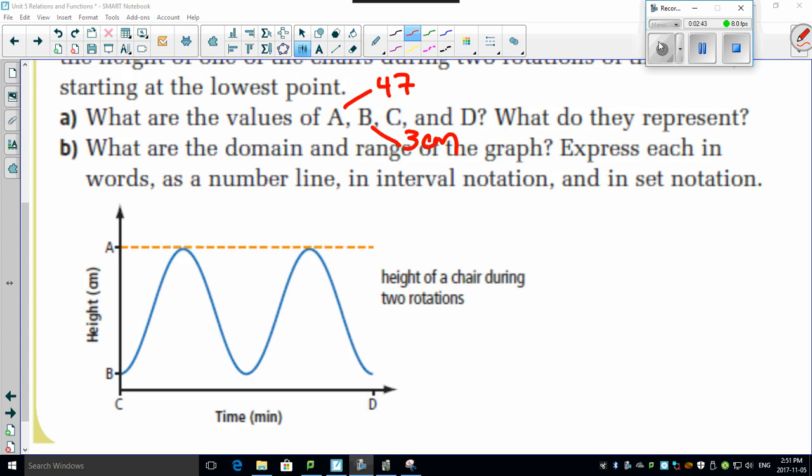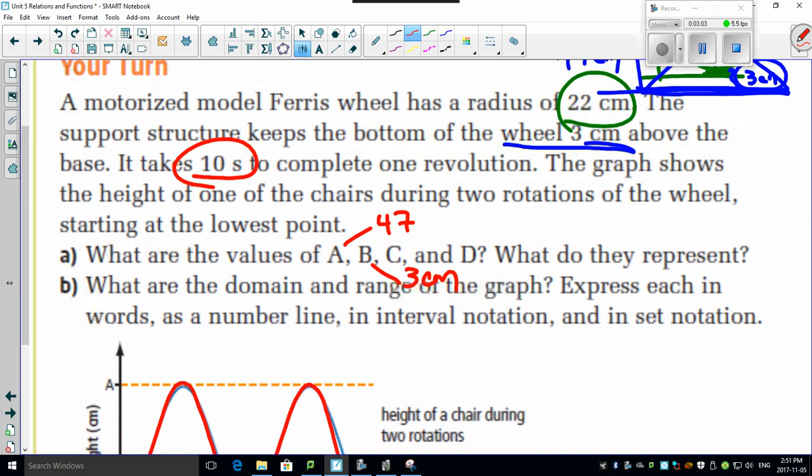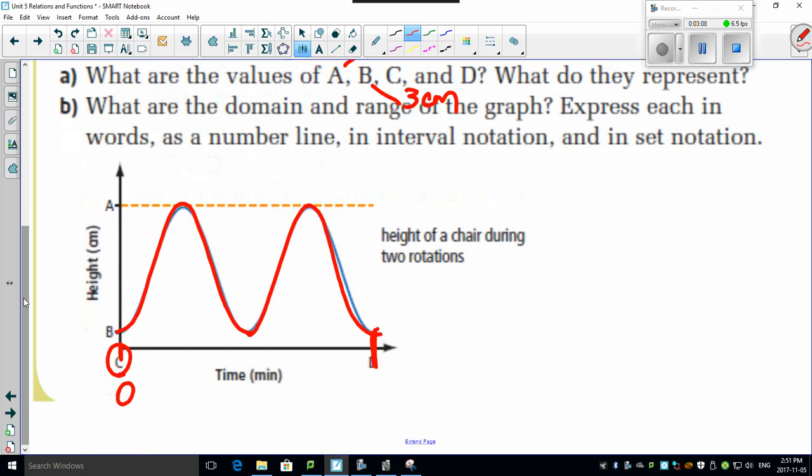Okay, what's C and D? C is right here. That must be your starting point, so that's a time of 0. What is D? D is your end point. Remember, you're doing 2 revolutions, going up and down all over again. And it says right back here that it takes 10 seconds to complete 1 revolution. So this is really easy because there's 1 revolution to 10 seconds. That must mean your D value has got to be 20 seconds. Real easy so far.